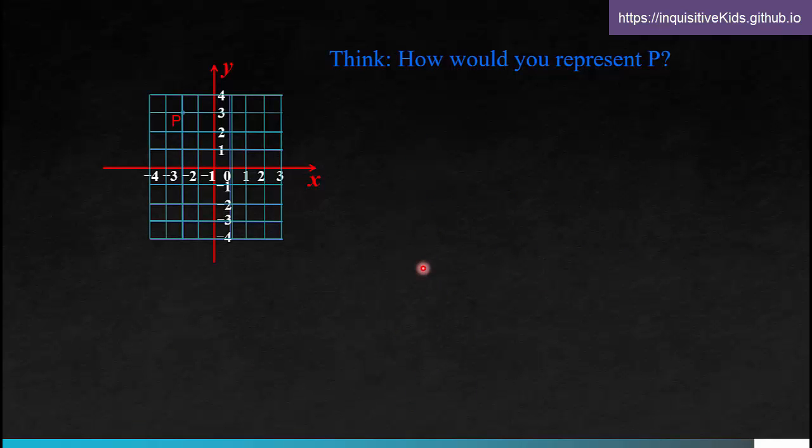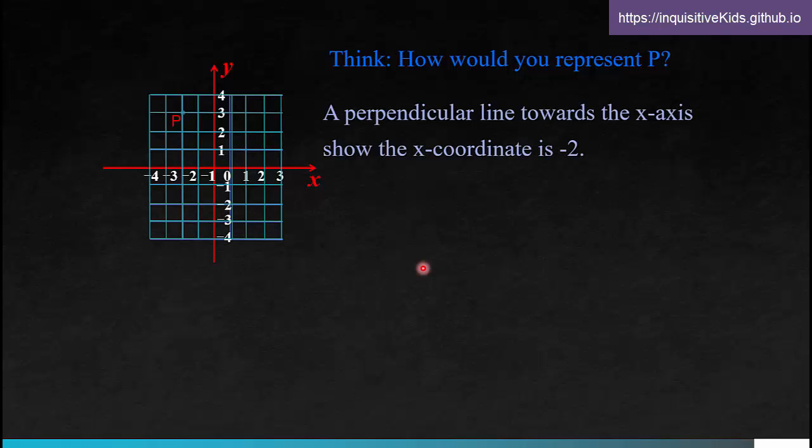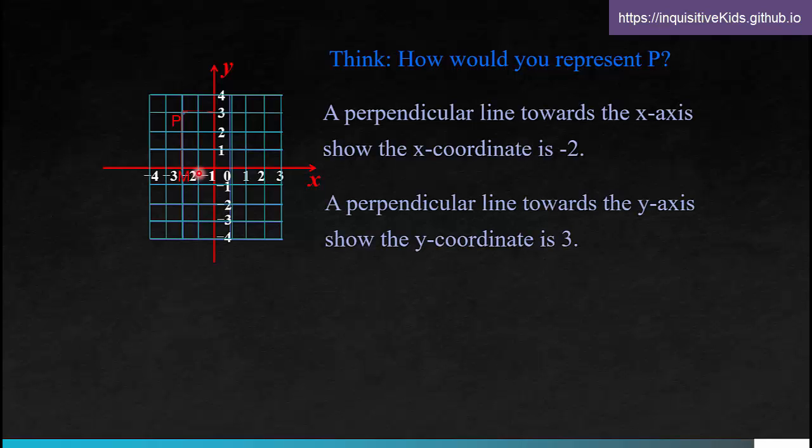So on this Cartesian coordinate system, how would you represent point P? A perpendicular line towards the x-axis shows that the x-coordinate is -2. So this is the x-axis, right? And we have a perpendicular line towards it, forming the point M. A perpendicular line towards the y-axis shows the y-coordinate is 3. So we have point N over here at the intersection. We draw a perpendicular line towards the y-axis, and we land on number 3.